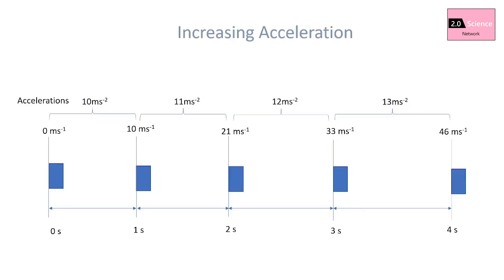Consider the object has the following instantaneous velocities in 1-second time periods. You can see the velocity is increasing with time, but the increase is not uniform. In the first time period the acceleration is 10. In the second it is 11. So the acceleration increases by 1 each period.